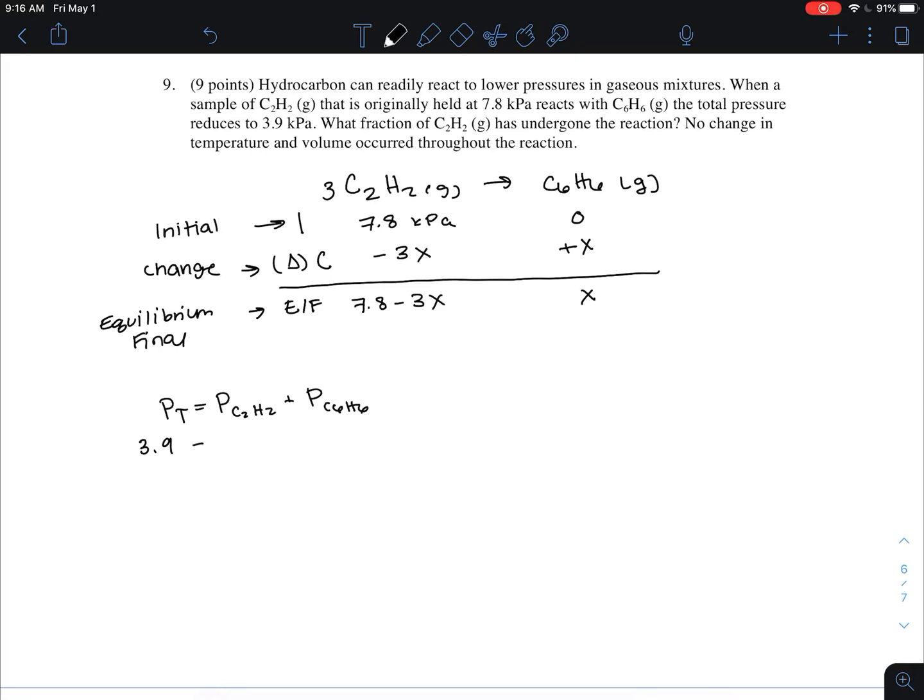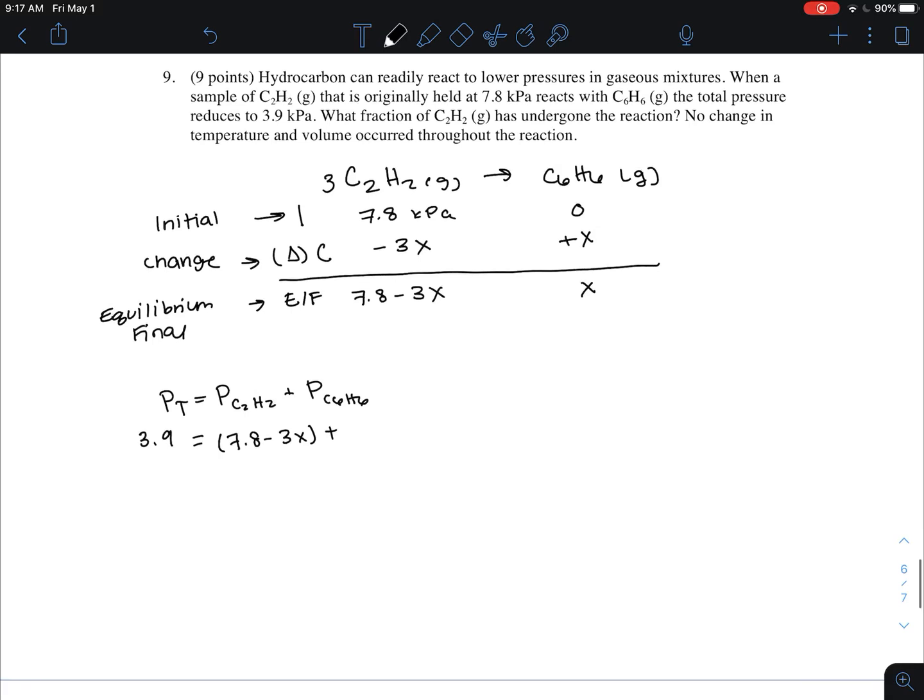Well, I know that my total pressure is equal to 3.9. And I know that my pressure of my final reaction for ethyne is 7.8 minus 3x. And for hexane is just x. So now what I can do is isolate for x. I get 3.9 is equal to 7.8 minus 2x, because this is just plus 1, which then gives me that x is 1.9.